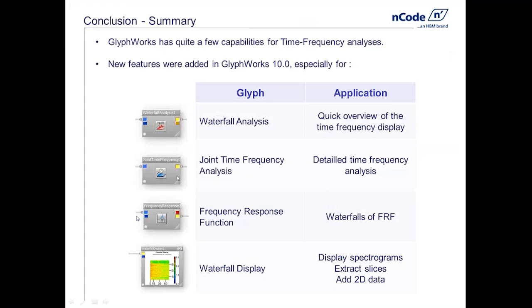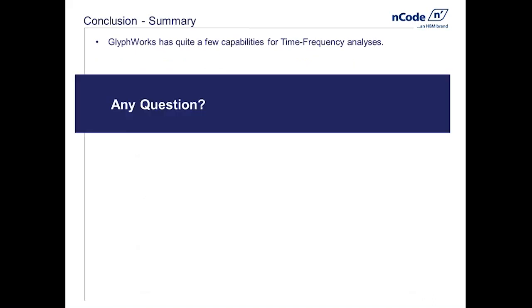If you want to check for nonlinearities in your model responses, model data, the frequency response function glyph has been enhanced to allow waterfalls of FRF, as we showed before. So that's a very interesting feature as well. And finally, the waterfall display now has this extra 2D data that can be displayed on one of its facets.